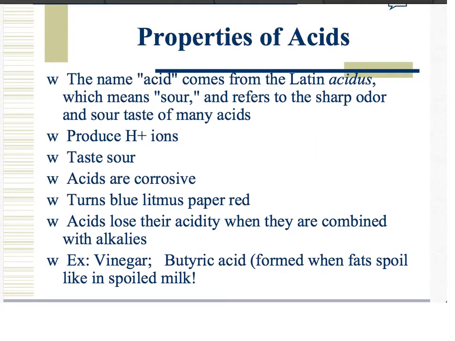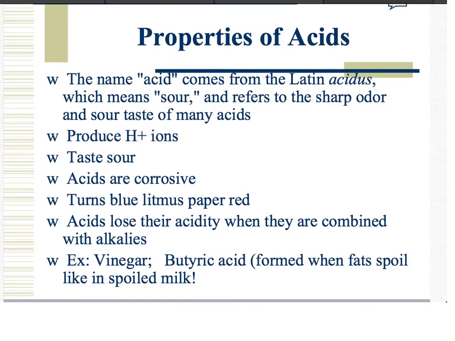All right, so some properties of acids. The first one is that the name acid comes from the Latin acidus, which means sour. It refers to the sharp odor and sour taste of many acids. So one of the things you would see associated with acids is a sour taste. The big one that I think about is this one right here: they produce H plus ions, so you're going to see an H at the front of them. We're going to call that the Arrhenius definition in a minute.